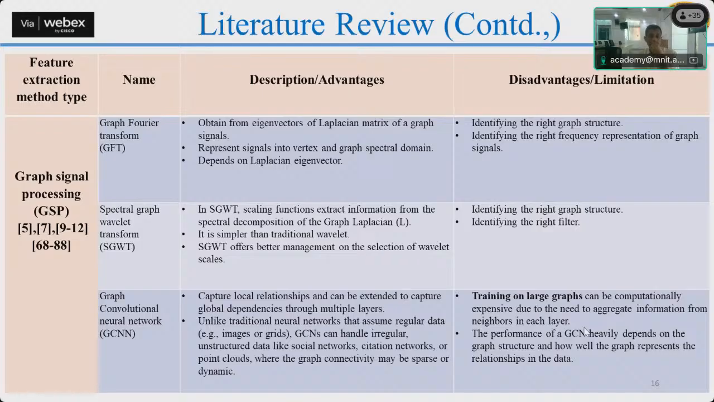That is again based upon graph signal processing. Unlike a traditional neural network that assumes regular data, GCN can handle irregular data like social network, citation network, or point cloud where the graph connectivity may be sparse or dynamic. It can be computationally expensive due to the need to aggregate information of the neighbors in each layer.